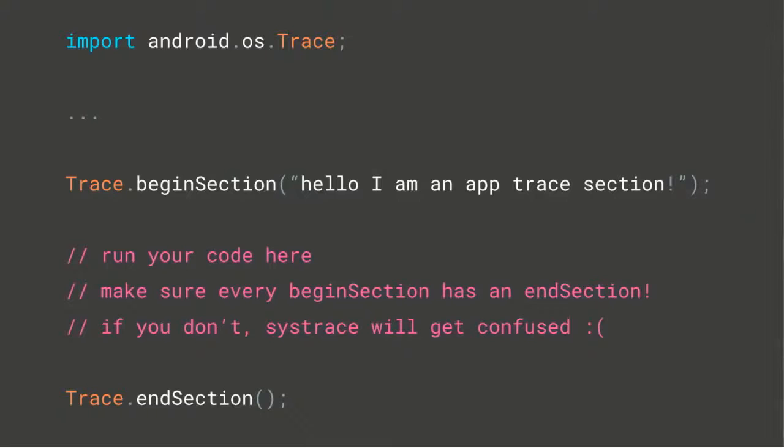The only special thing you need to keep in mind here is you need to call trace.endSection from the same thread every time you have a begin section. If you don't have a one-to-one mapping between begin section and end section, your trace will look weird. You will get very weird rendering in your trace, and it's just because you forgot an end section or you had too many end sections.